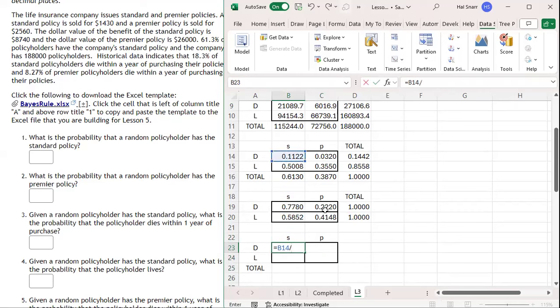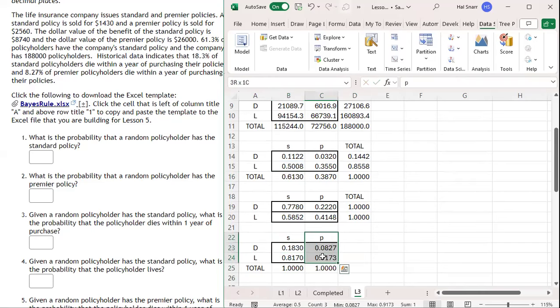We're going to divide that by the probability of standard policyholder. Given the person is a standard policyholder, what's the probability that they live? And then we sum these two up. I'm going to copy this here and paste it down here because both these are going to add up to 1. I'm going to copy these over here.